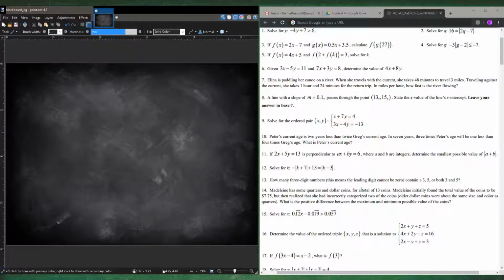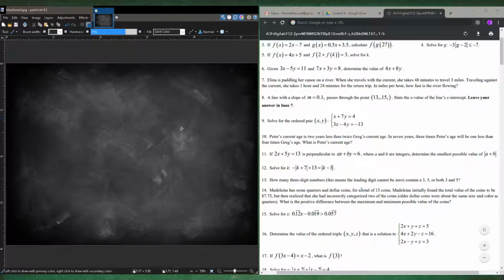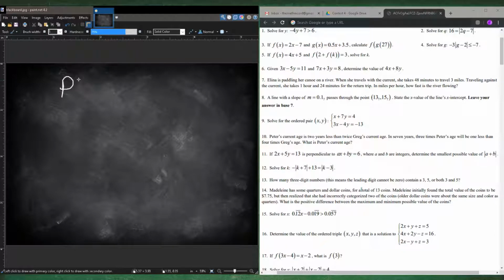Question 10. Peter's current age is 10 years less than twice Greg's current age. In 7 years, 3 times Peter's age will be 1 less than 4 times Greg's age. So what is Peter's current age? So Peter's current age, let's call that P, is 10 years less than twice Greg's age. So adding 10 years to it, P plus 10 is twice Greg's age.